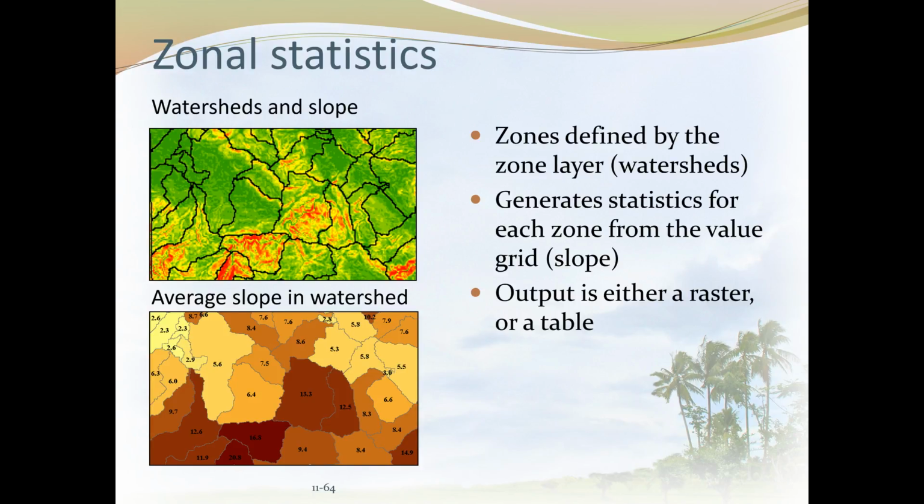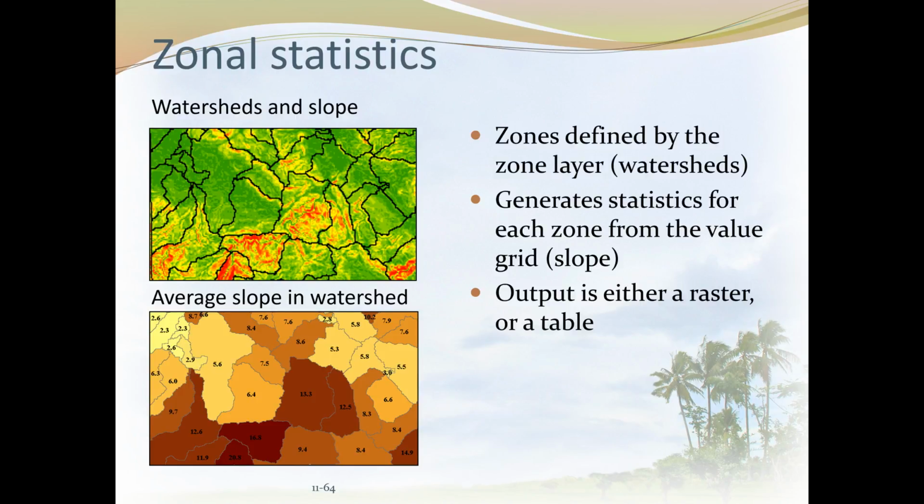So for example, if a watershed layer defined the zone and the input raster contained slope, then zonal statistic would calculate the average slope for each watershed. And the zonal statistic functions may produce two types of output, a raster or a table. A raster output places the calculated statistical value into every cell in the zone, and the table output contains the zone attribute field plus one or more statistics for each zone.